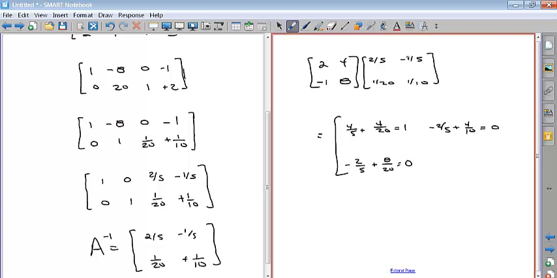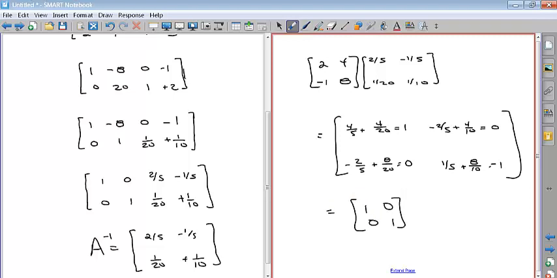And finally, you take this times that plus that times that. So we'll have positive 1/5. Negative 1 times negative 1/5 is positive 1/5. And we'll have 8 times 1/10, which is 8/10. But 8/10 is 4/5 plus 1/5 equals 5/5, which is 1. So after you've simplified everything, you get 1, 0, 0, 1.